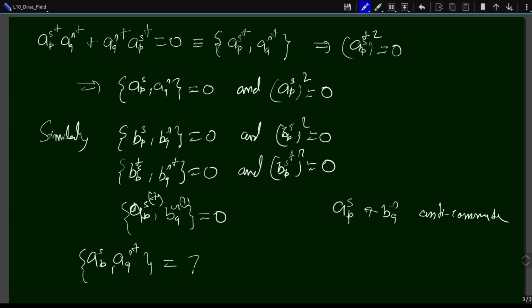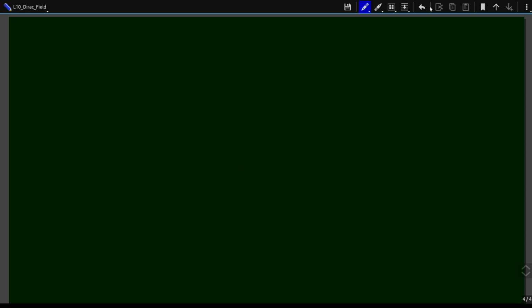And what about b_{ps} and b_{qr} dagger? What is this? This is the only thing we don't know yet. So let's move on to that.